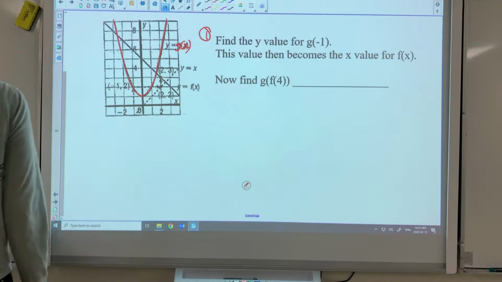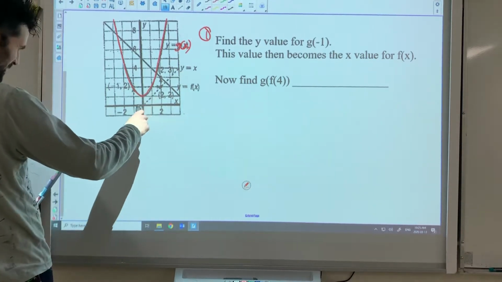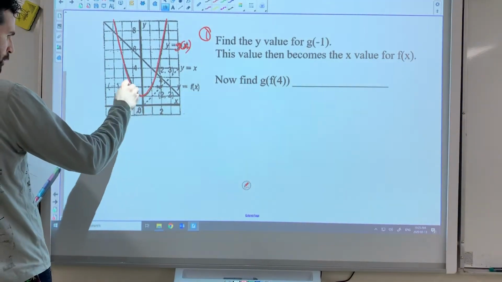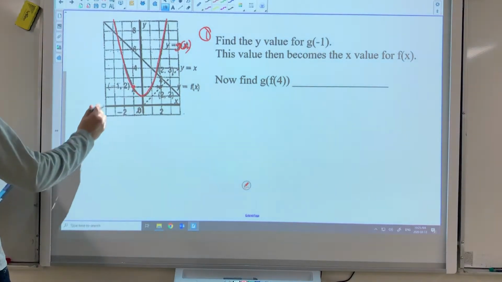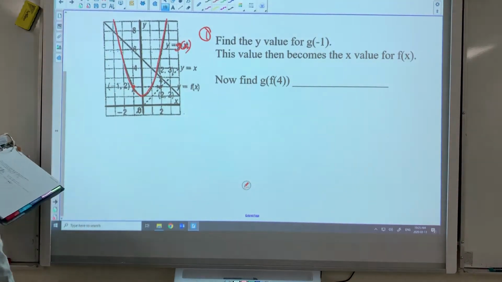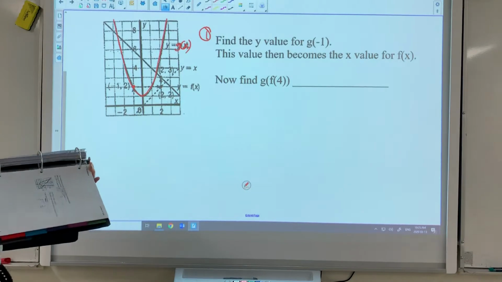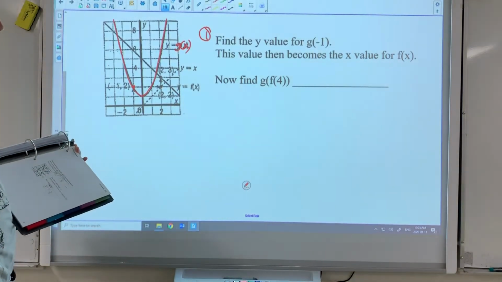So we're going to go to x. Someone's clicking their pen. Go to negative 1. And what do you see for a y value? They have it labeled there too. Negative 1 or 2. Yeah, so which one do we take?